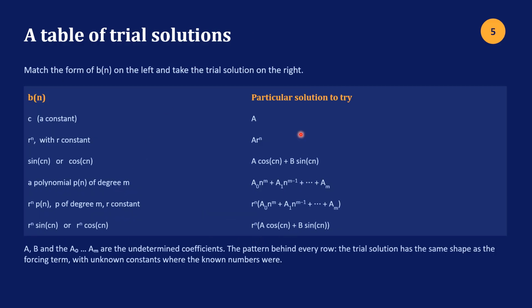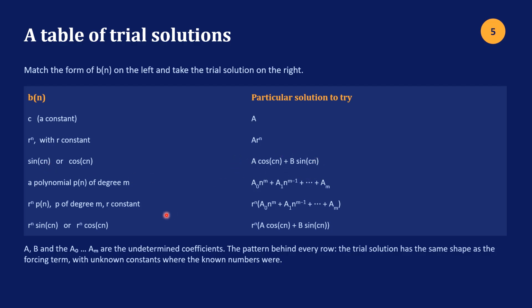Okay, so here's the table I've been mentioning. For b of n, if it's a constant, then you would try a constant. We'll just give it a different name, but it's constant. Then if it's r to the n, we would use a constant times r to the n. If it's sine c n or cosine c n, we just take a linear combination. Even if it's just one or the other, we still use both.